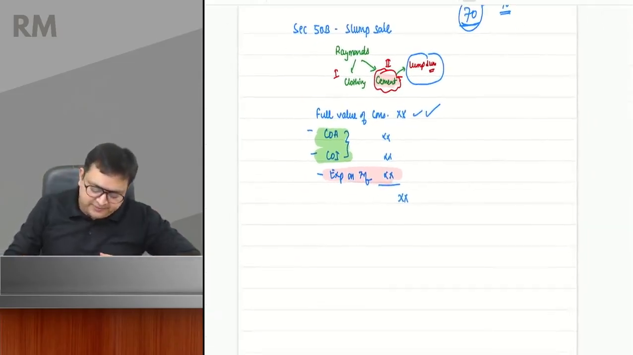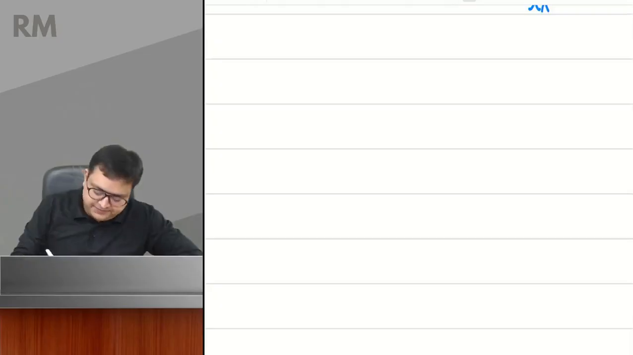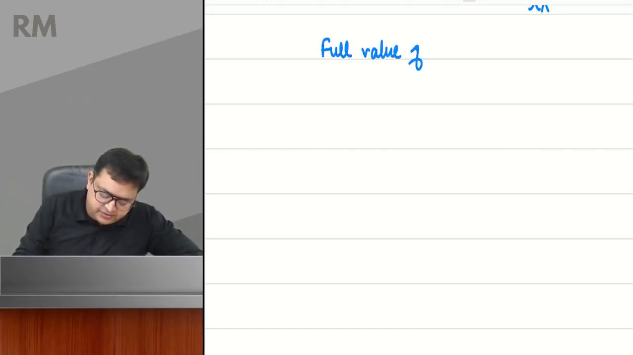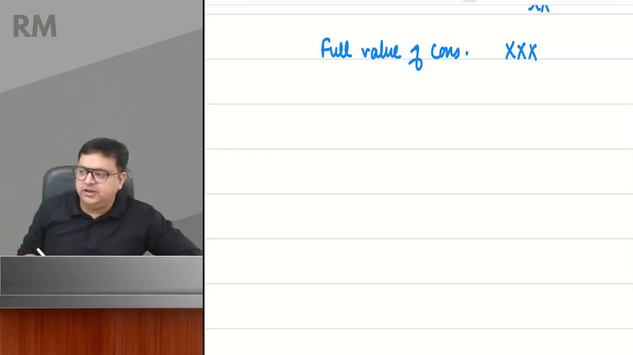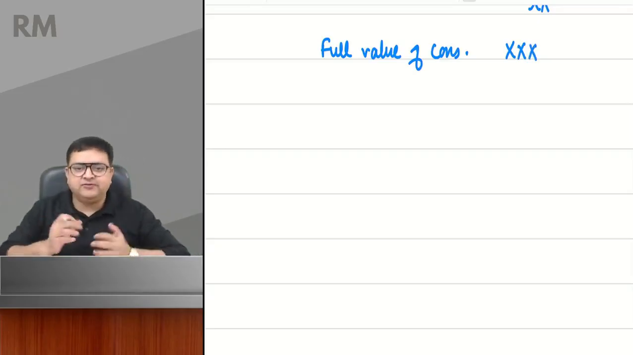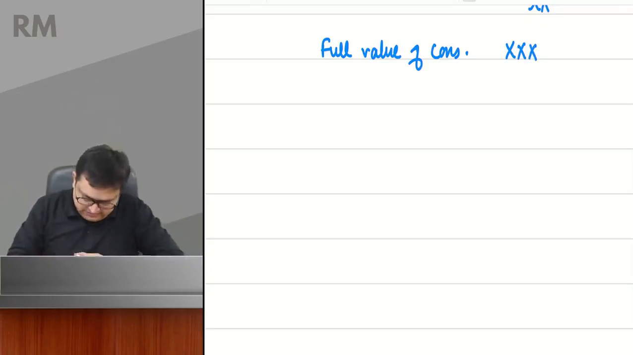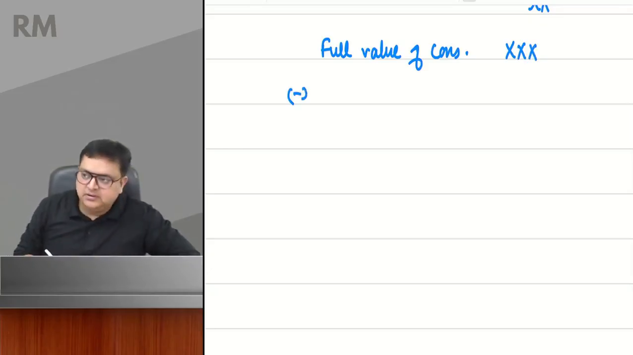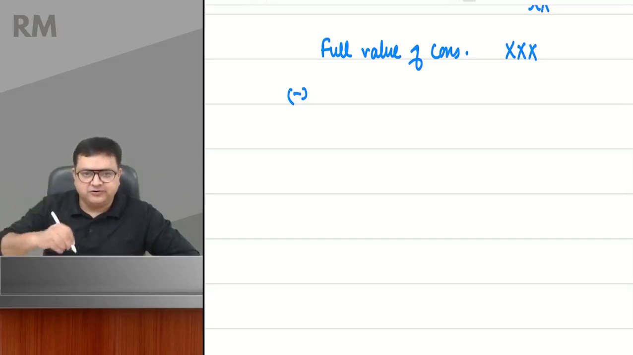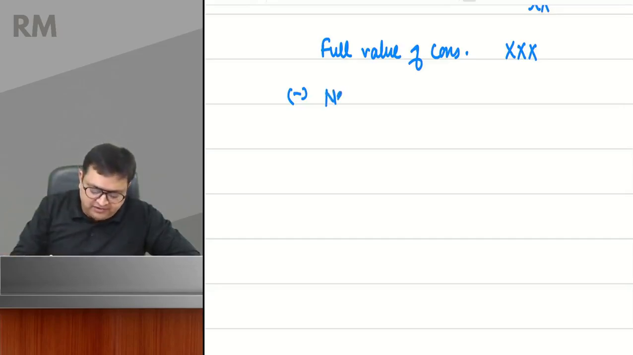Now you can write it: in a slump sale, how we compute it is full value of consideration, which would be given to you in your question, meaning the amount for which we have sold it, minus, instead of cost of acquisition and cost of improvement, we'll take the net worth of the undertaking.